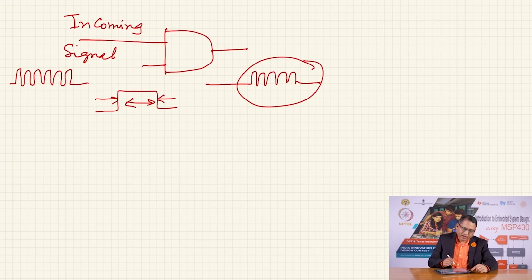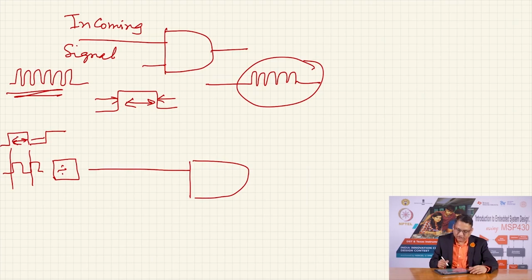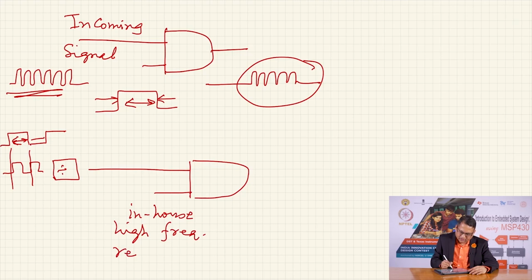On the other hand, if the incoming frequency is very low, then you do the following: you bring the incoming signal, divide it by 2. Why do I divide it by 2? So that I can get high for this and then low for the same period. So, in this one entire period of the unknown signal, I measure a high frequency reference signal.